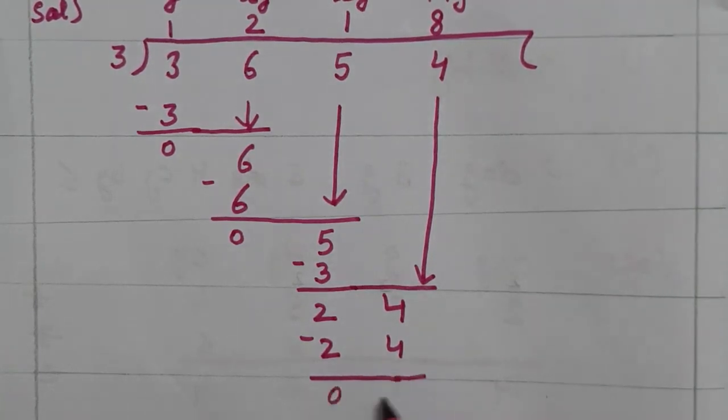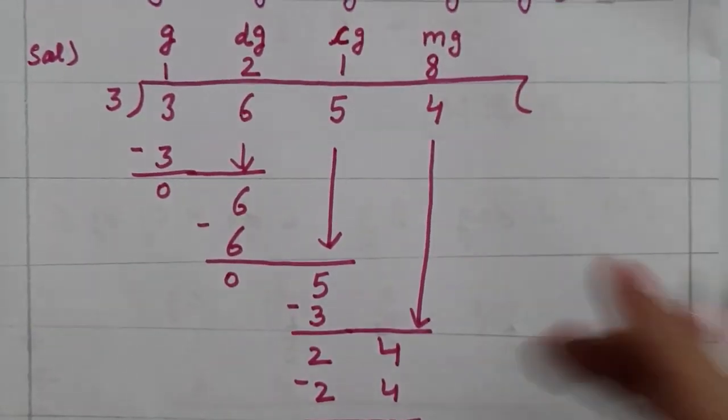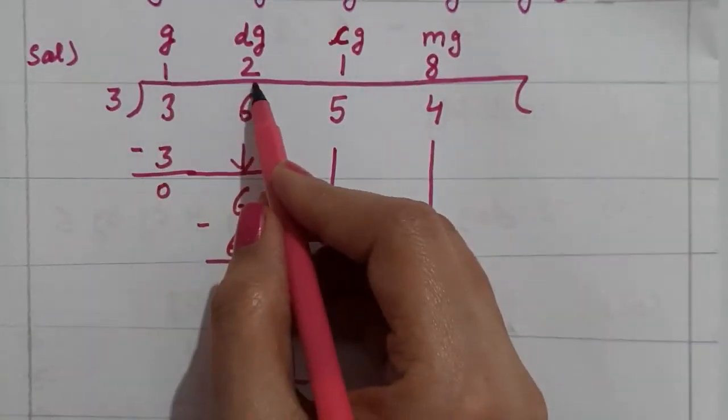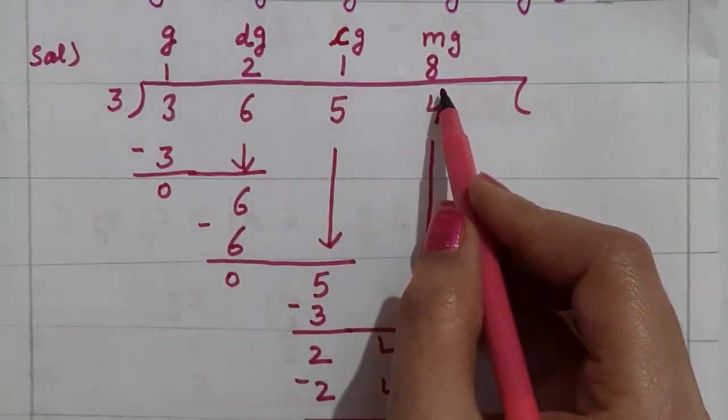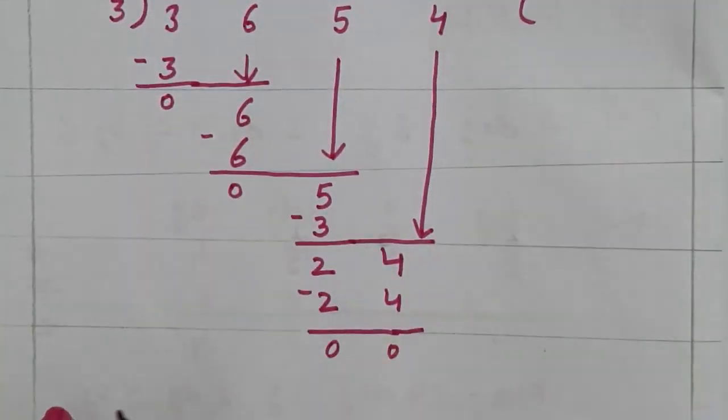Okay. Now division is complete. What will be our answer? Check from here. 1 gram, 2 decigram, 1 centigram, 8 milligram. So you will write down the answer at last.